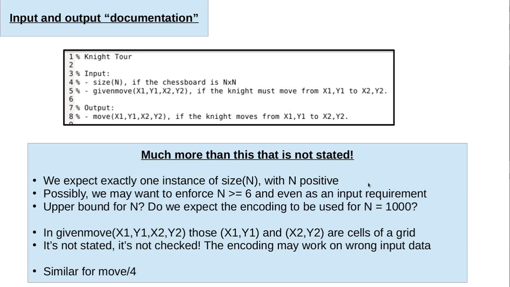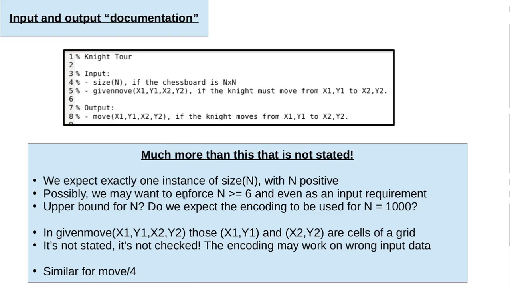There is more we can say about the encoding I've shown you, concerning the input and output documentation at the header of the file. These are just for humans, and they don't really say enough. For example, for the sides predicate, we only expect a single instance of this predicate, and it must also be positive, but this is not stated in the documentation, and also the documentation is just for humans, so it's not stated in a machine understandable way.